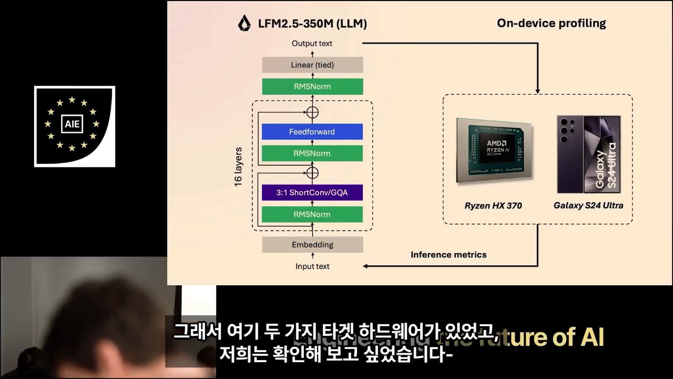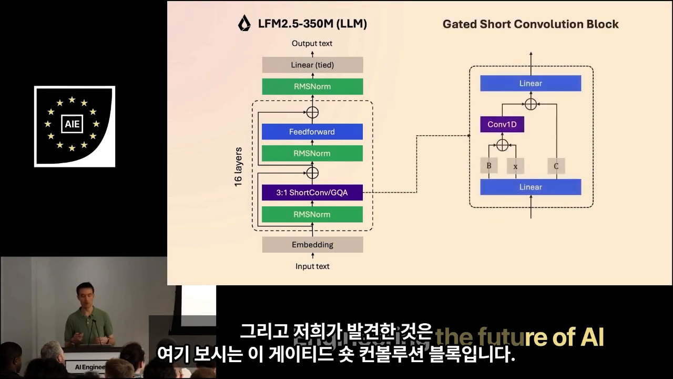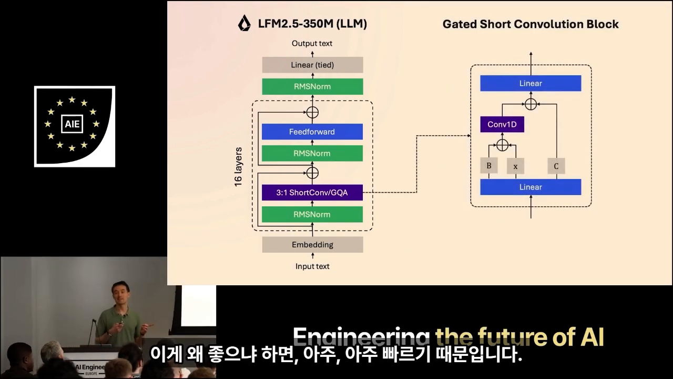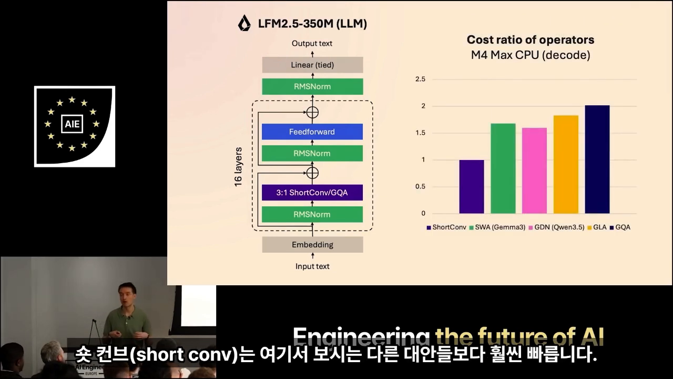And we wanted to see how it performs in real life to be able to optimize the architecture, find the right operators here. And the thing that we found is this gated short convolution block that you can see here. And why this is nice, it's because it's very, very fast. The short conv are a lot faster than all the alternatives.